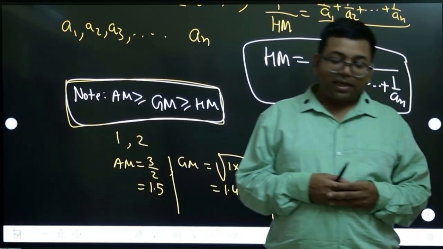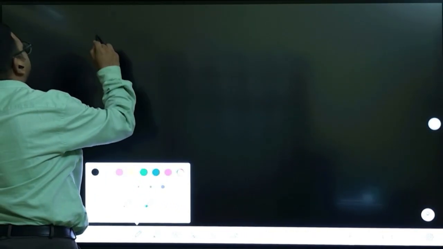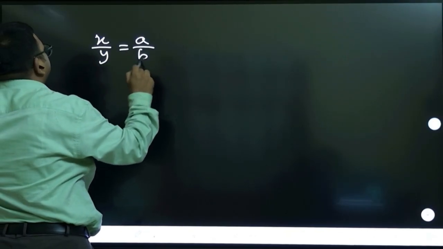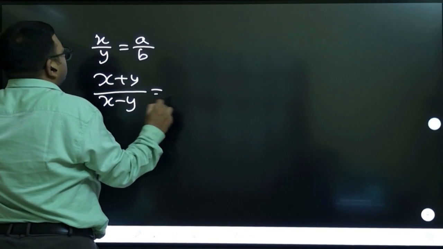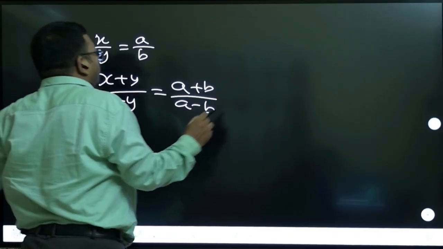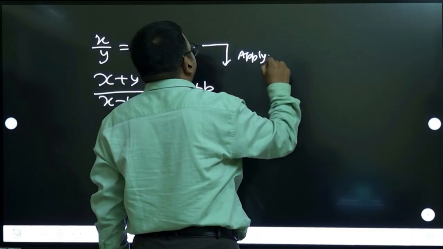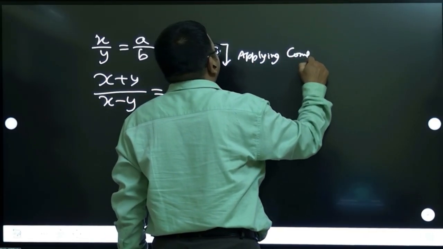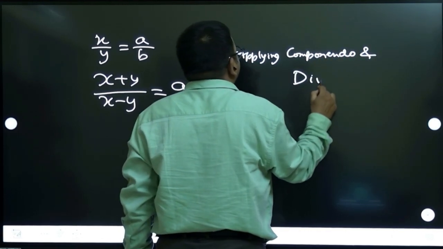Then what else? Sometimes componendo and dividendo is also used. Note that if x by y is equal to a by b, then x plus y by x minus y is equal to a plus b by a minus b. This is called applying componendo and dividendo.